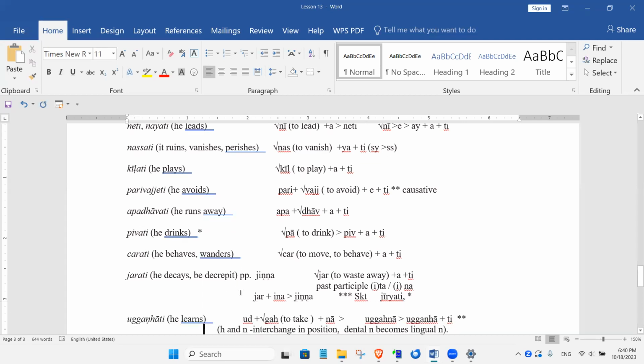Now jarati is another one: becomes old, decays. The past participle is jinna. This one you learn in lesson 15. So how do you get it from this? Jar plus ina. Now past participle is two: one is ita, one is ina. So he's taking the ina. Ja plus ina becomes jina, because in Sanskrit it's jr for the root.